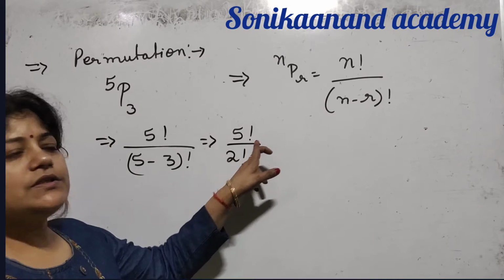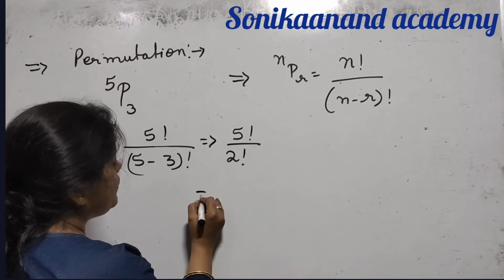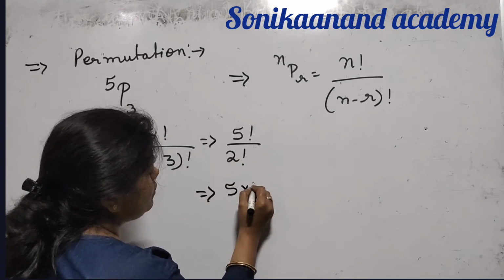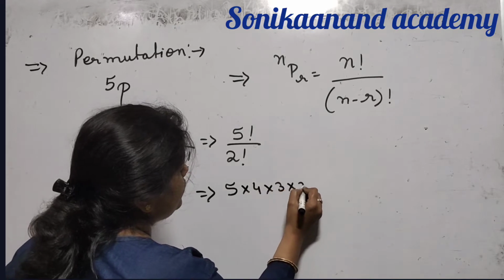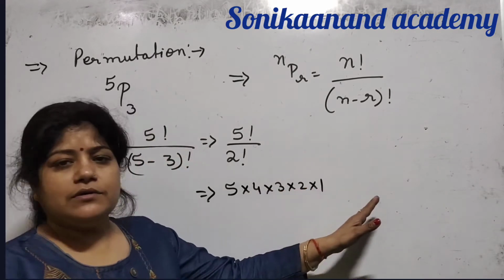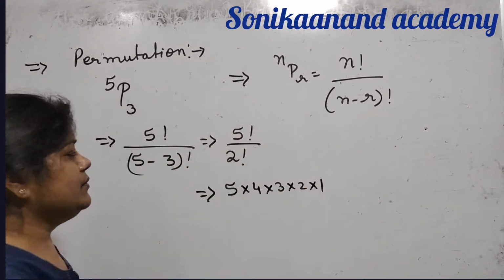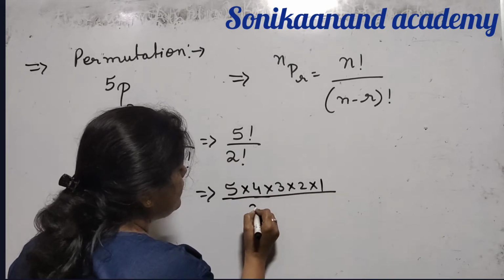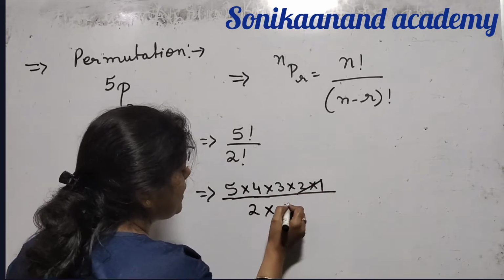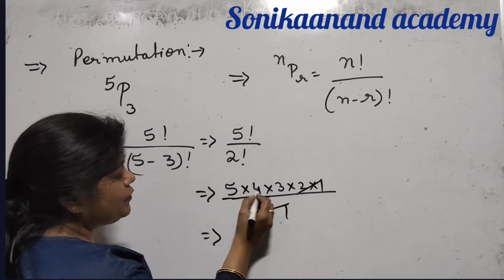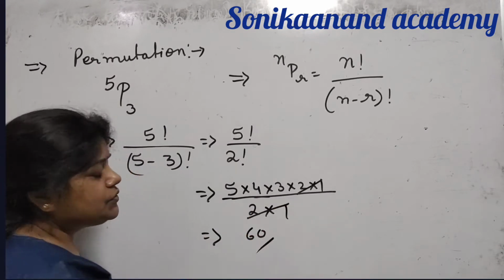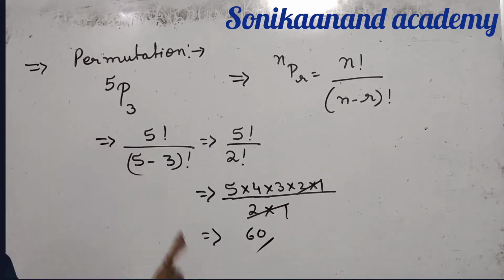What is the meaning of this factorial? How will we write it? We can write it as 5 into 4 into 3 into 2 into 1, in reverse order starting from that number. And here we get 2 into 1. Both of them are cancelled and we are left with 5 4s are 20, 3s are 60. So this is the overall answer of the permutation.